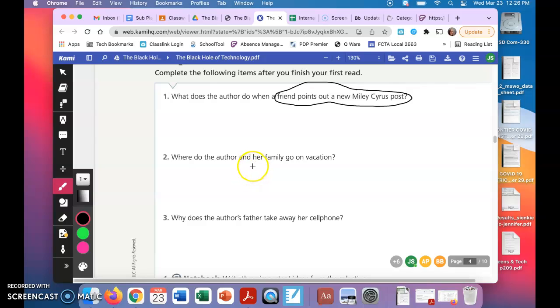Question number 2 was, where do the author and her family go on vacation? Again, it was something that we starred in the reading. We also did make an annotation for it. And then finally, number 3, why does the author's father take away her cell phone? Again, we marked that in the reading, and I'm not sure if we made an annotation on that.